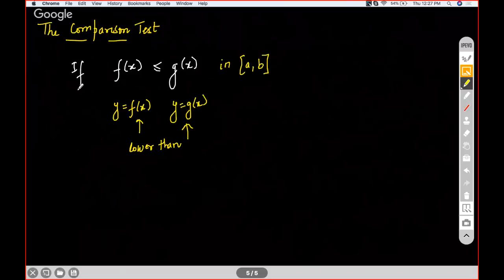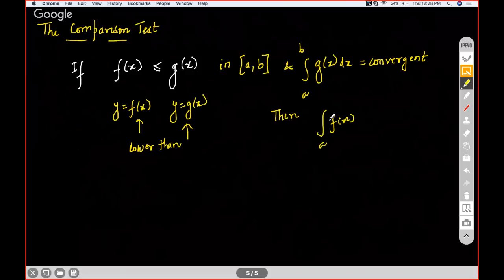So if f of x is less than or equal to g of x in the interval a to b, and the integral of g of x from a to b is convergent, then the integral of f of x from a to b would also be convergent. Is that fine? So if you can evaluate the integral of g of x from a to b and the answer is a finite quantity, then the answer for the integral of f of x from a to b would also be a finite quantity. That's rule number 1 of this test.